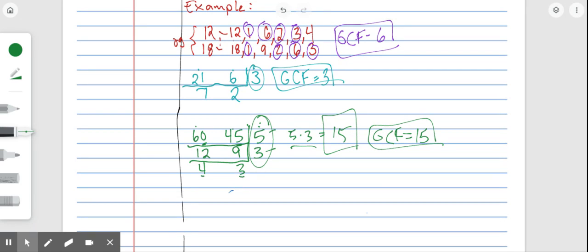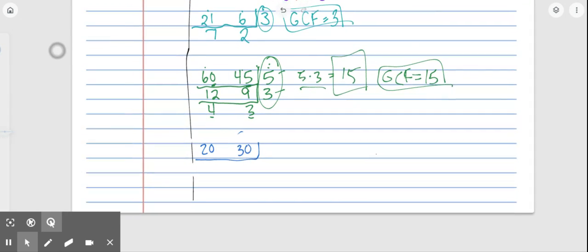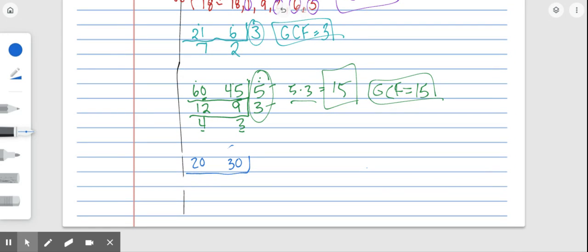Okay, so let's try another one. Okay, so we're going to try 20 and 30. So I noticed that 20 and 30 end in a 0, which means they're both even numbers. And all even numbers are divisible by 2. So I'm going to write that over here on the side in case you've forgotten. Even numbers are divisible by 2. Okay, so I can do 30 divided by 2, which is 15, and 20 divided by 2, which is 10.